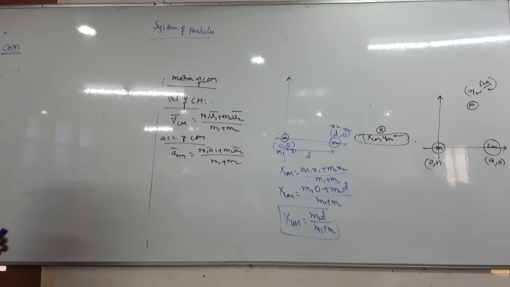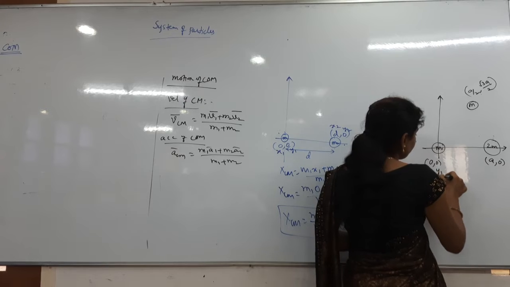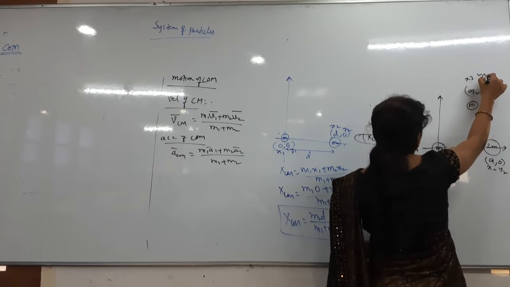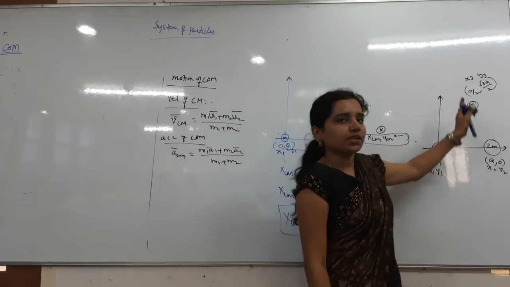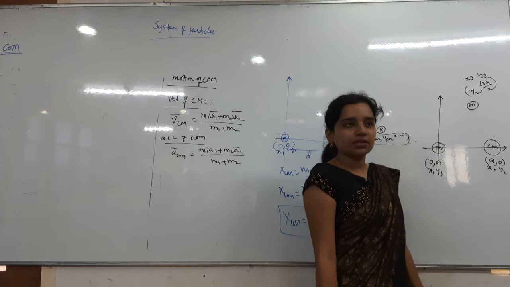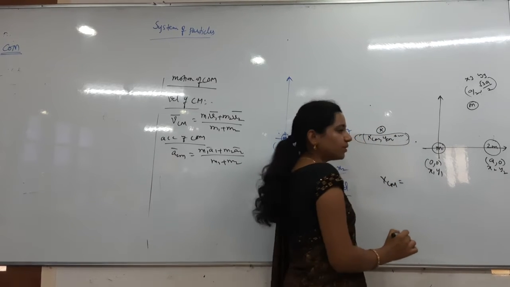Let's see that. So here 0 0, what I can write this 0 0? x1 y1, this one is x2 y2, and then x3 y3. You can take anywhere. This one also you can consider as x2 y2, this one also you can consider as x3 y3. There is no problem in that. Now first and foremost is XCM. What is the XCM formula?